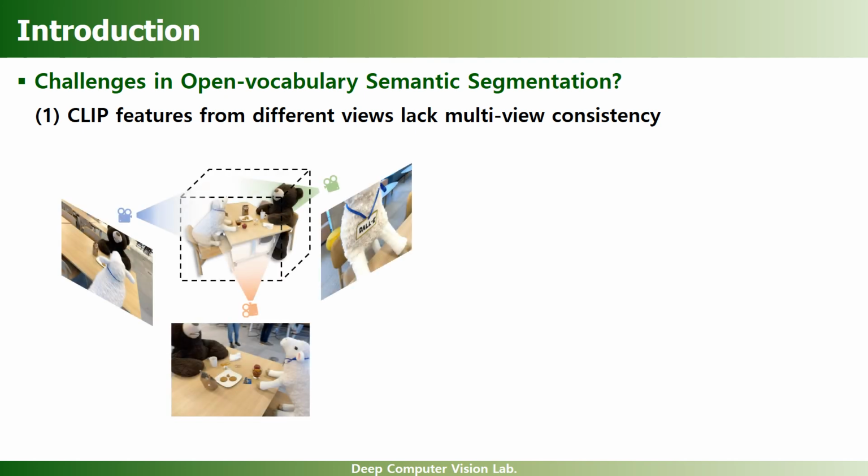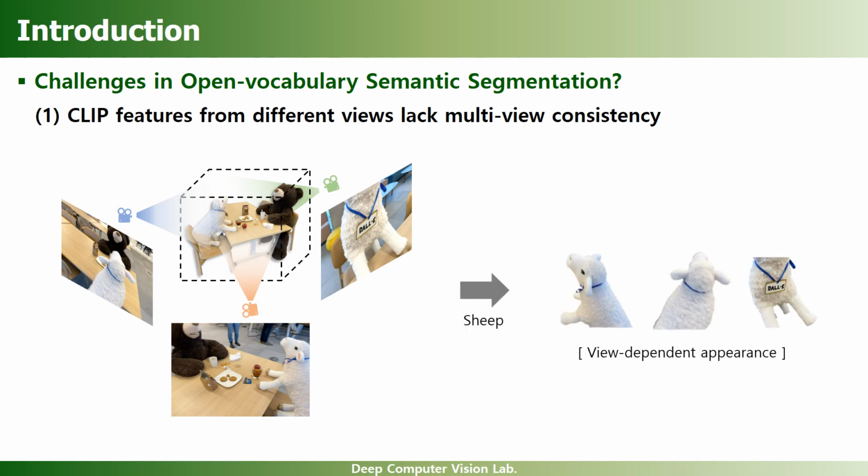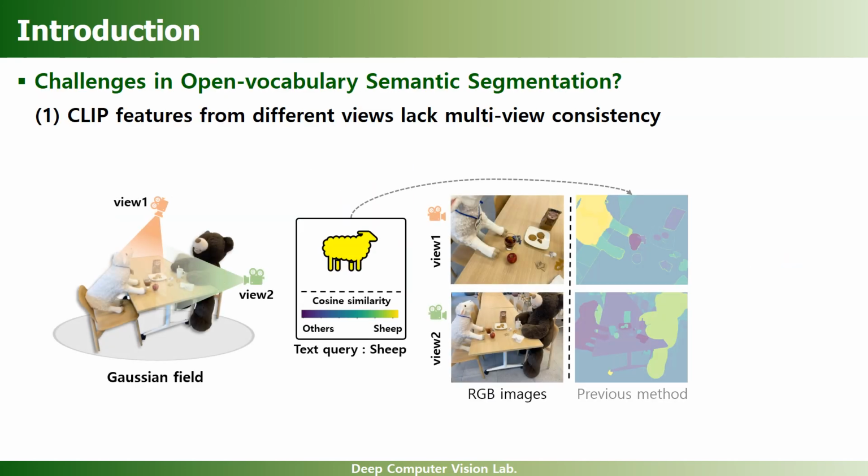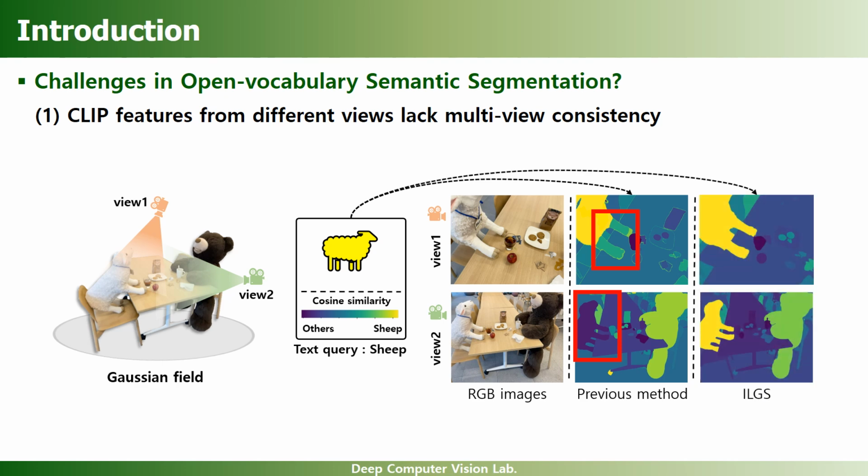One of the key challenges in open vocabulary semantic segmentation is maintaining multi-view consistency of language features. The same object can exhibit varying appearances across different views, which leads to inconsistencies in the language features extracted by CLIP. As a result, after training, the language embeddings often have low Gaussian similarity with the input text query when segmenting in novel views. Our method addresses this challenge by enforcing multi-view consistency, enabling the embeddings to maintain high Gaussian similarity with the text query even in novel views.